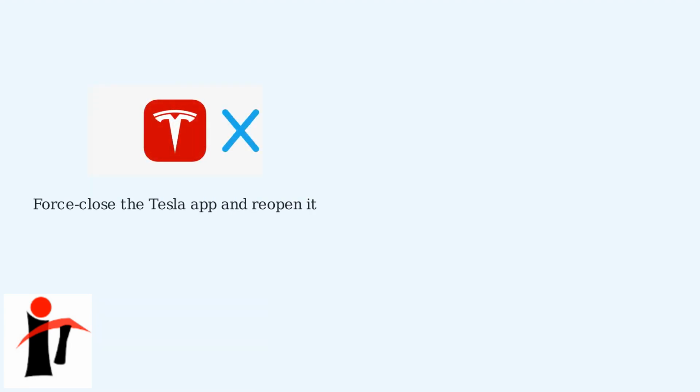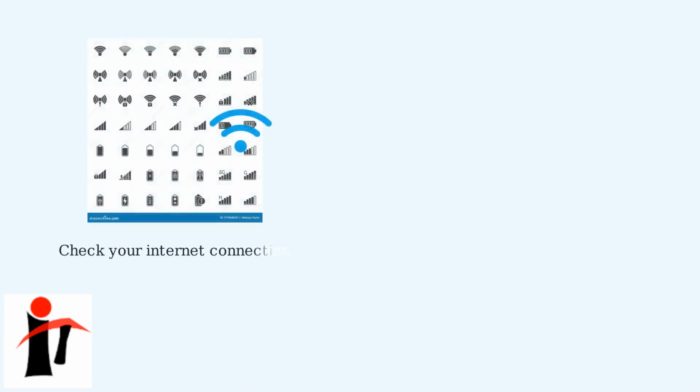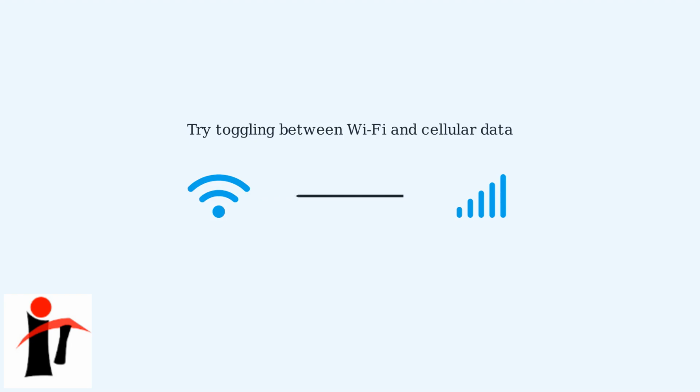First, force close the Tesla app and reopen it. This refreshes the app's connection to Tesla's servers and can resolve temporary glitches. Check your internet connection. Ensure you have a stable Wi-Fi or cellular signal. The error often occurs when the app can't reach Tesla's servers due to poor connectivity. Try toggling between Wi-Fi and cellular data. Switching networks can sometimes bypass temporary connectivity issues with one type of connection.